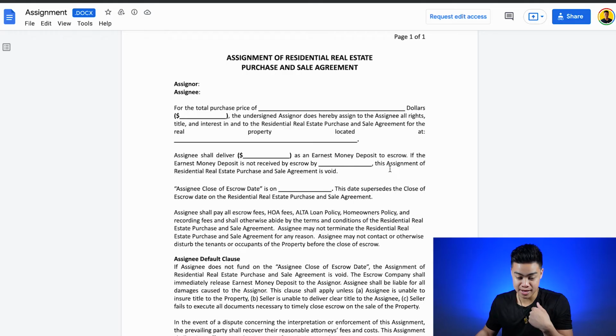So you want to make sure that if someone's going to commit to buying a home from you and you're wholesaling it to them, they're trustworthy enough to at least put down their earnest money deposit by a certain date that you both agree upon. And if they can't do at least that, then it might be an indicator that they're not a good buyer for you, because they can't follow through with the simplest instructions. And if they do not send in their earnest money deposit on time by the agreed upon date, then this assignment of residential real estate purchase and sale agreement is void.